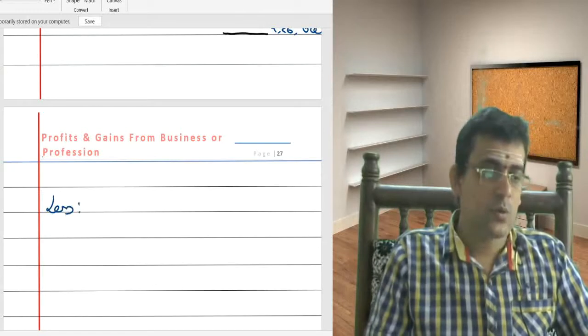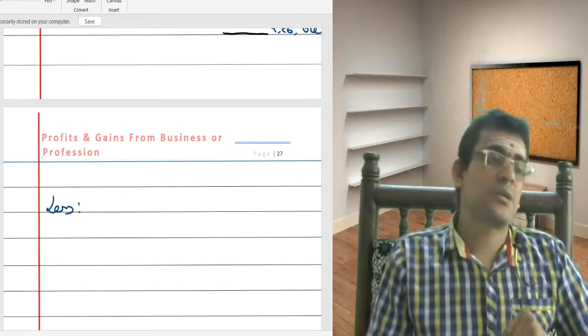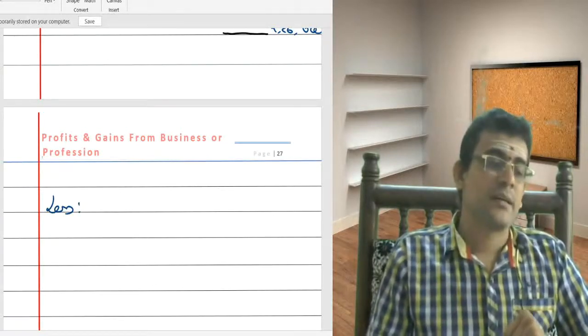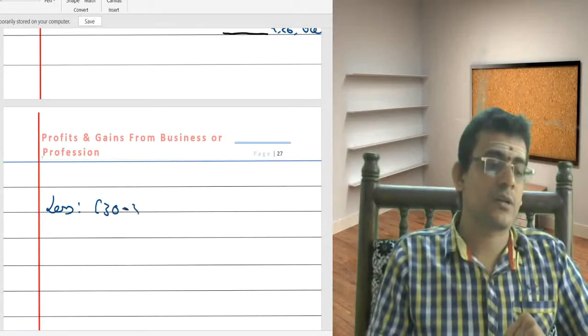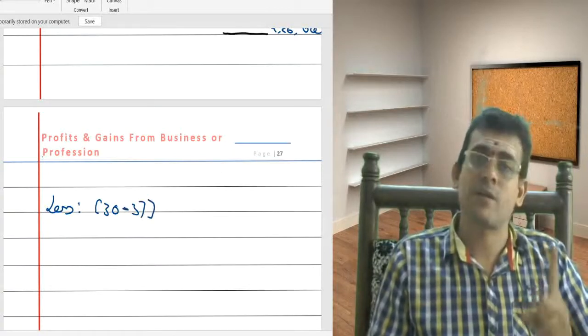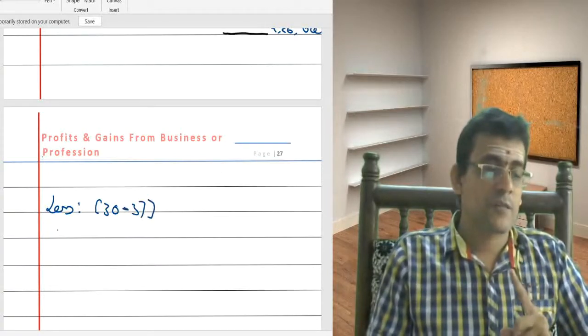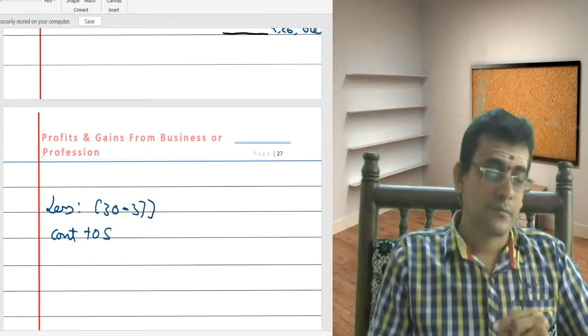Less. So I need to go for my deductions. So here, what are your deductions basically? Less any sort of deductions covered under 30 to 37. Already almost everything is reduced. Now only one thing is left off. What is left off? The left off is nothing but contribution to scientific research.